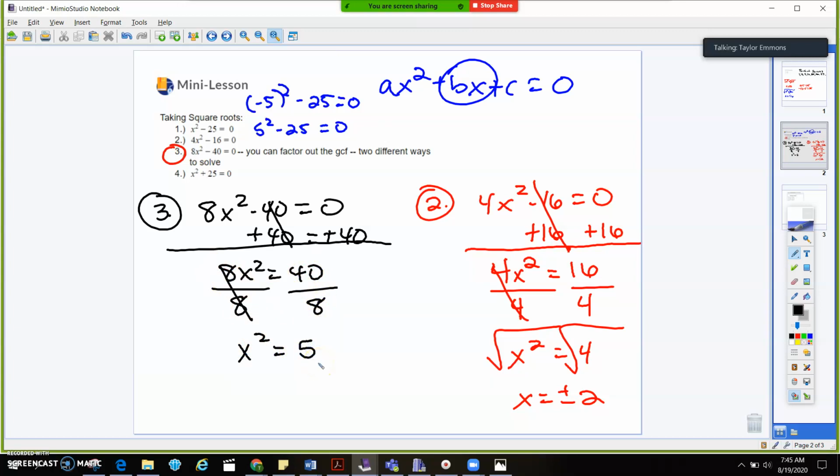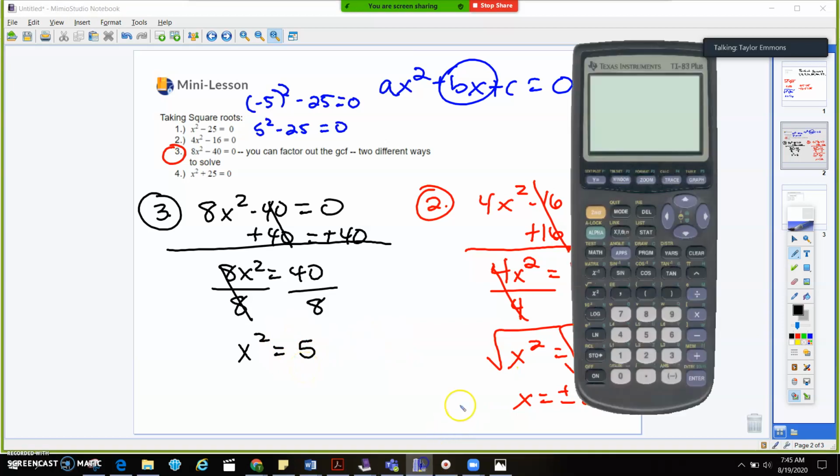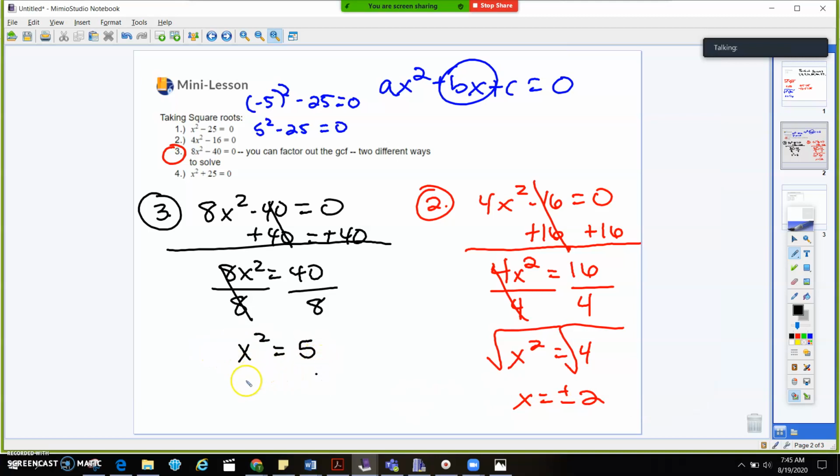Now, in this instance, we don't have a perfect square on this side. Like, if you take the square root of 5 and put that in my calculator, we're going to have a decimal, right? So it's going to be roughly 2.23. So when we write this out, we're going to just leave it underneath the radical, okay? Because that's in our simplest form, okay?